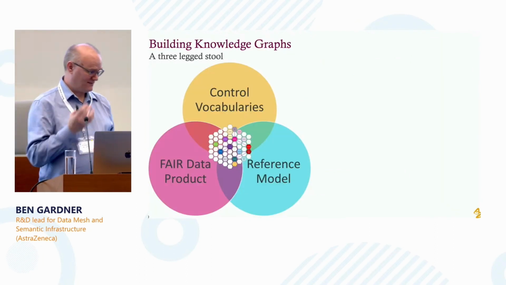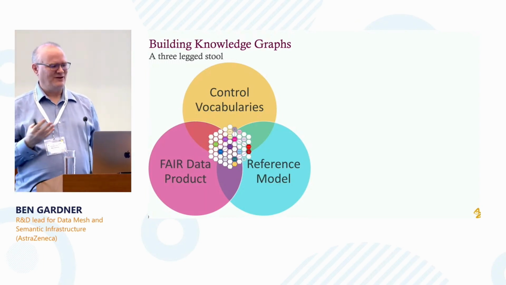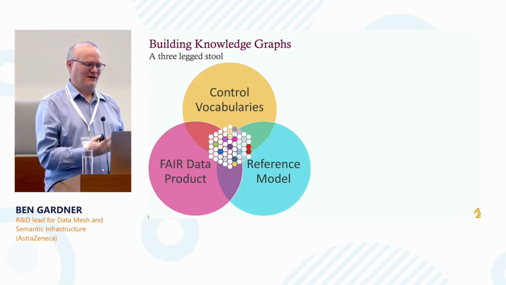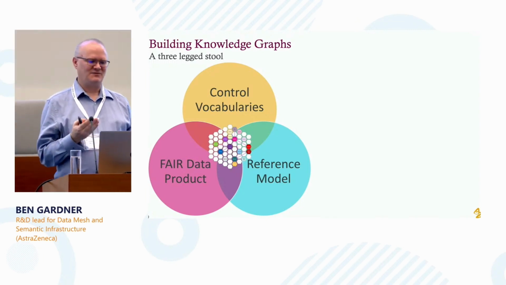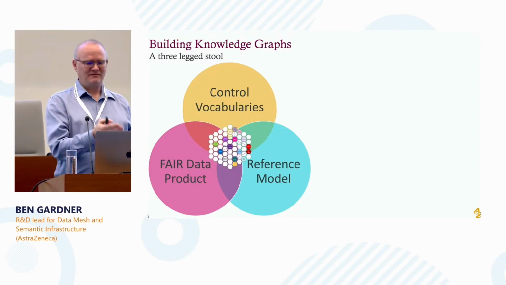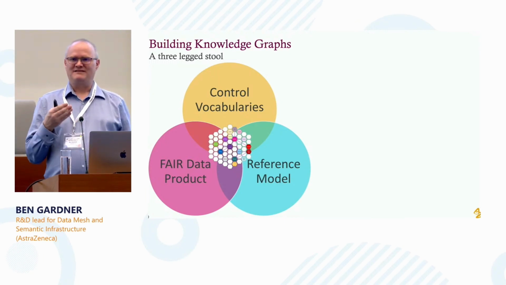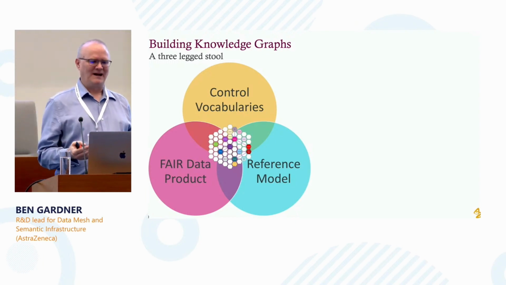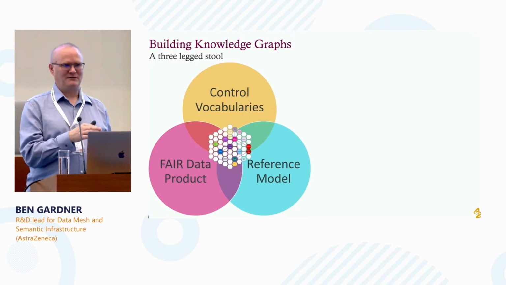So how are we doing this? Well, I'm going to use this framework, this device here, to talk about our approach. We've recognised that to get FAIR data, we need to combine the reference model and the control vocabulary. The reference model describes the things that we have. The control vocabularies categorise and describe those things that we've identified, and then we put the URIs back into the data, and if we do that, we can then build our knowledge graph.